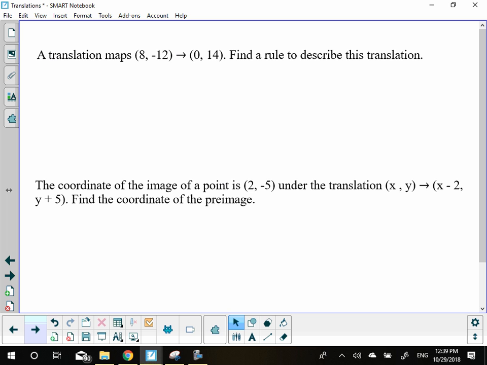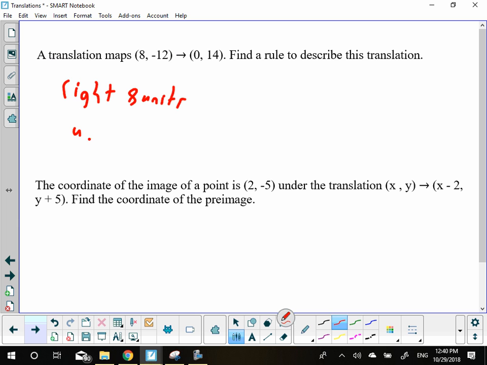Over to the right, or also moving up. So how should I write this? We said we're moving right. Moving right, how many units? 8 units, and moving up, how many units? How are we moving right? Huh? How are we moving right? Left? Yeah. So moving left. Yeah, 8 to 0 is moving left. Good. So, left 8 units, and we went up how many units?